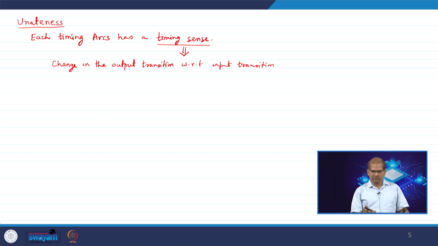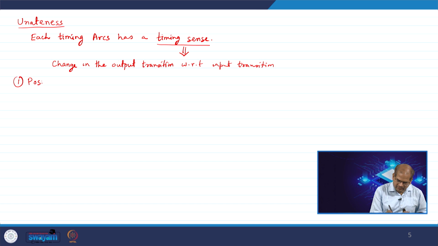If you know how your input and output transitions are related, then the timing analysis tool will pick the right delay value from the .lib. We will discuss that in detail. Now, we have three types of unateness. One is called positive unate. What is this positive unate?